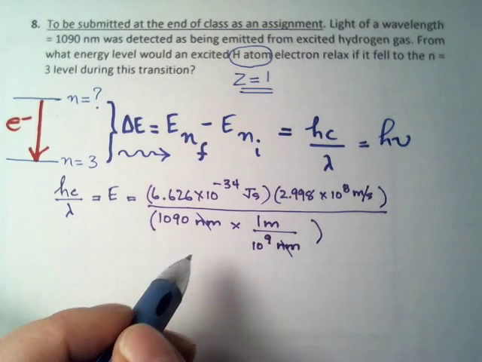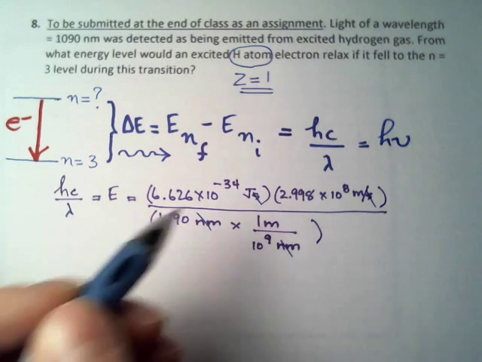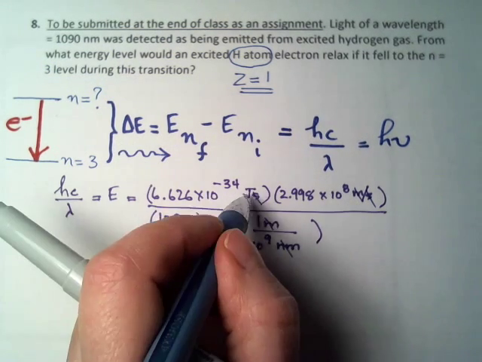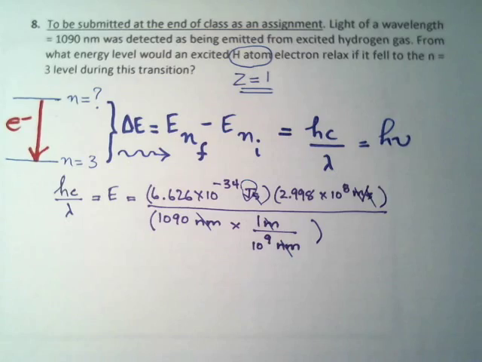Nanometers are out, seconds and meters cancel, and I'm going to be left with my answer in joules. I haven't calculated this, so we're going to do this at the same time. 6.626 exponent minus 34, times 2.998 exponent 8, equals, and divide that by 1090 and multiply that by 1 exponent 9.